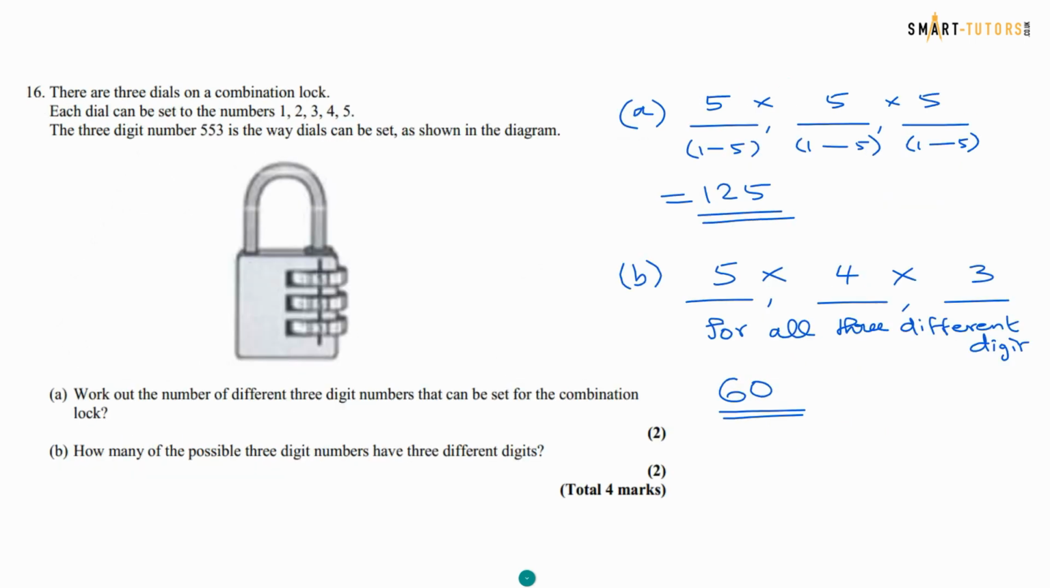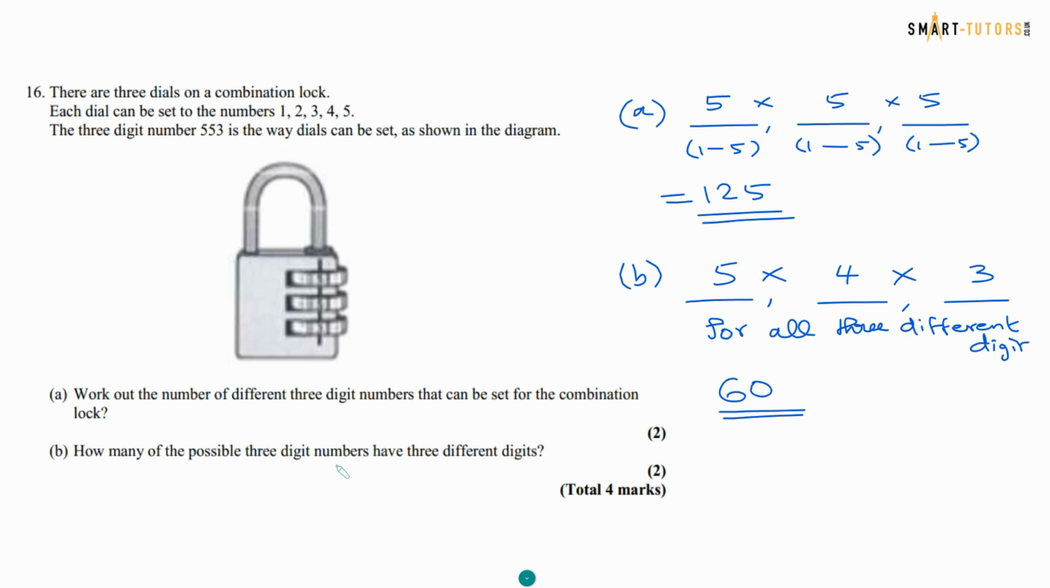Question number 16. There are 3 dials on a combination lock. Each dial can be set to the numbers 1, 2, 3, 4, 5. The 3-digit number 553 is one way the dials can be set, as shown in the diagram. Work out the number of different 3-digit numbers that can be set for the combination lock.